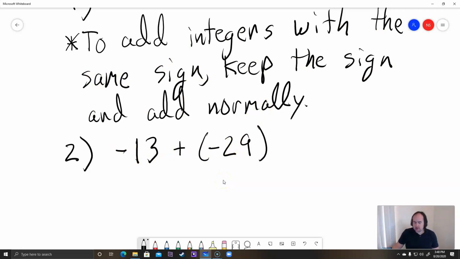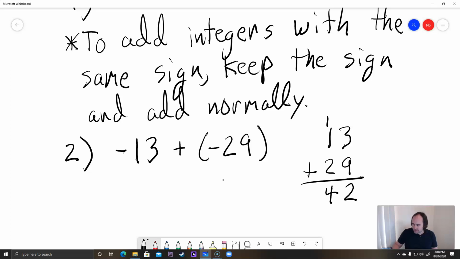Once it starts to get to 2 digits, some people like to write it vertically. So you could write 13 plus 29 vertically like this, and then add straight down. A lot of people can do this in their head, but if you can't, don't stress. 3 plus 9 is 12. Then I carry the 1. 1 plus 1 is 2, plus 2 is 4. So 13 plus 29 is 42.